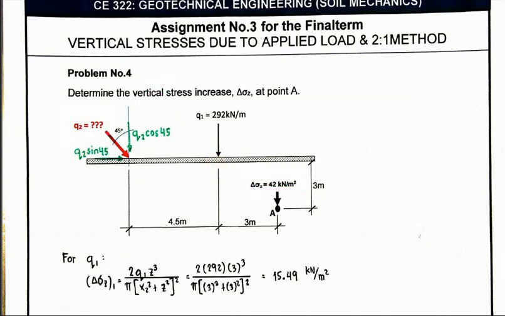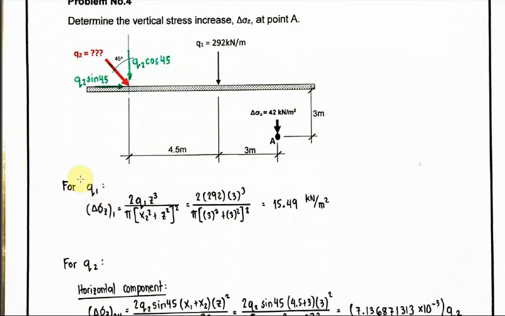To solve for that, we first solve for Q1, so we find its stress. The stress uses the same formula: 2 times 292 times z cubed, over pi times the distance, which is 3 squared plus z, 3 squared, all squared. Except for pi, the result is 15.49. It is easy, using the formula from earlier.